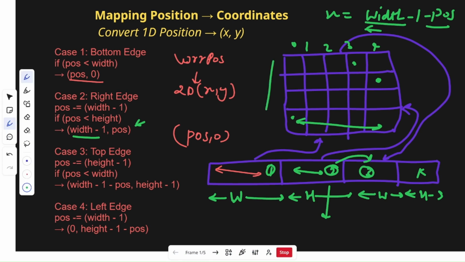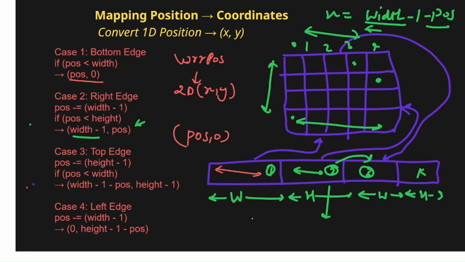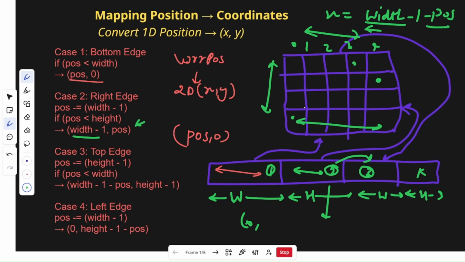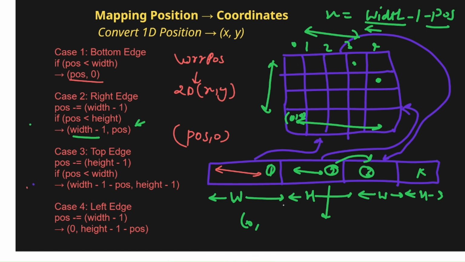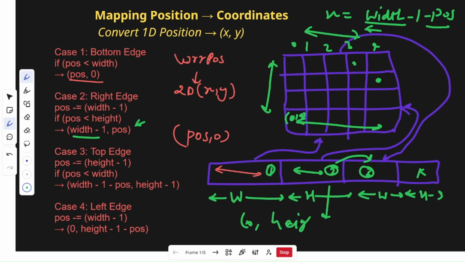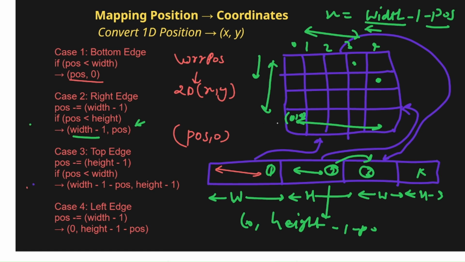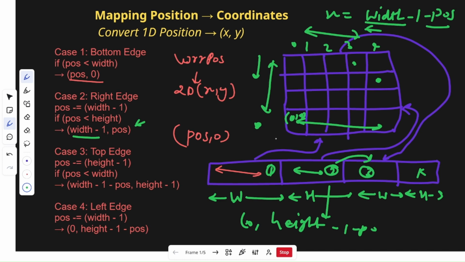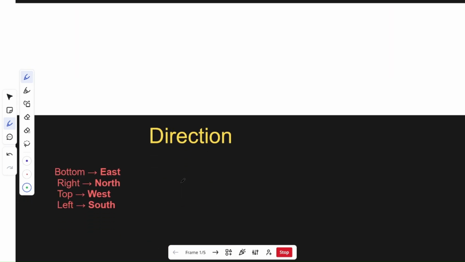And similarly for the left edge, we will subtract this third part, then it will lie on the fourth. So for the fourth, the x coordinate will be 0 because it is 0 comma 0. So x coordinate will be 0, and y coordinate will be height minus 1 minus position, because position will be from the top, but we want it from the bottom because the origin is here. So we need to subtract the current position. In this way we will return the coordinate.